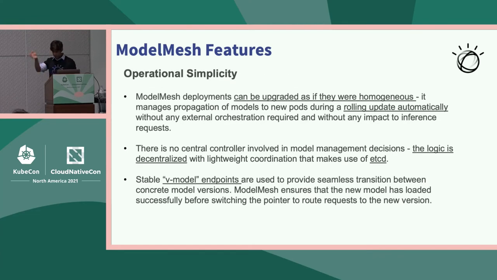Now, the first thing is, okay, you have been able to deploy these models. What about day two, operational simplicity, right? How do you actually roll out new versions of the model? Will it allow you to roll out new versions of the models? So it actually supports rolling updates automatically. You can roll out new versions of the model. It uses this concept of vModel endpoints, which are then shifted to your new versions of the models once they have been loaded into the cache and they're active and serving the requests.